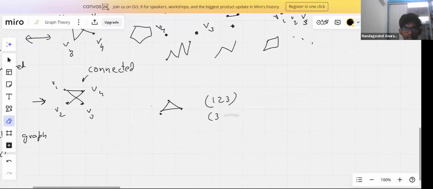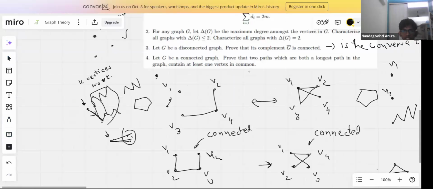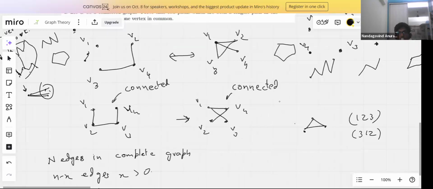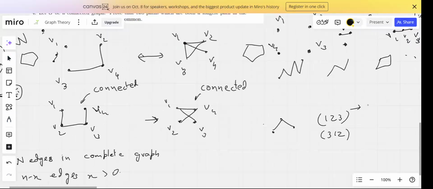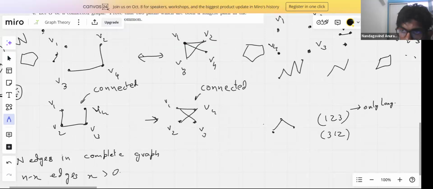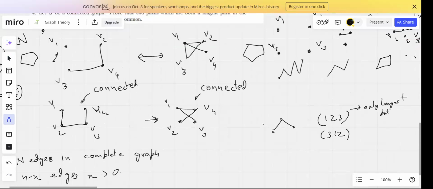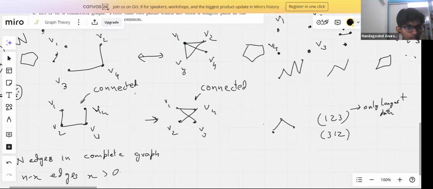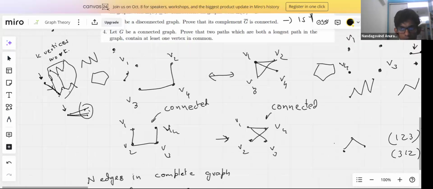So what it says is that if there are two distinct paths which are both longest, then they share a common vertex. If I didn't have this, there is only this path, which is the only longest path. And it says that if both of the longest paths are connected, then they will have at least one vertex in common. Does it say one vertex or one edge? One vertex, only vertex in common.